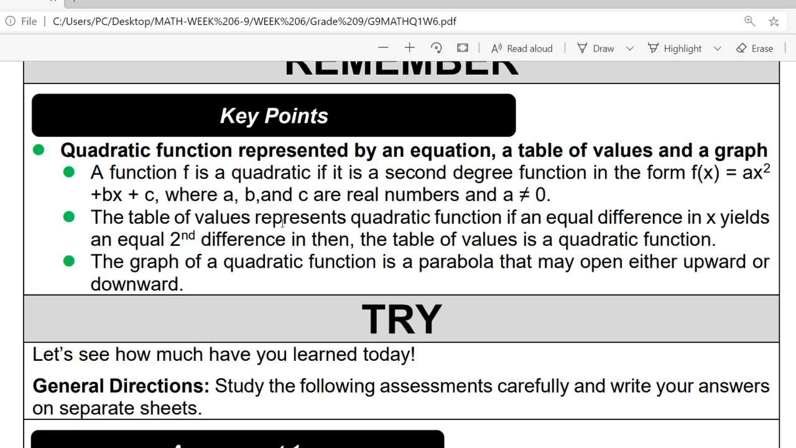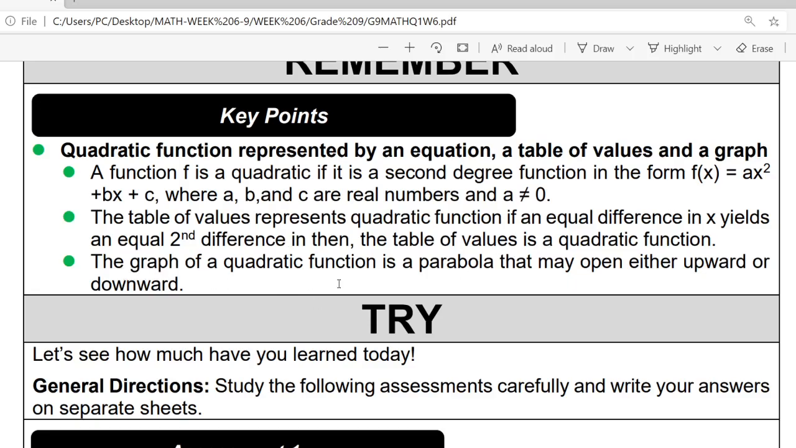The table of values represents a quadratic function if equal differences in x yield equal second differences in y, then the table of values is a quadratic function. So when the first differences of x are equal, then it yields also equal second differences in y, therefore the table of values is a quadratic function.